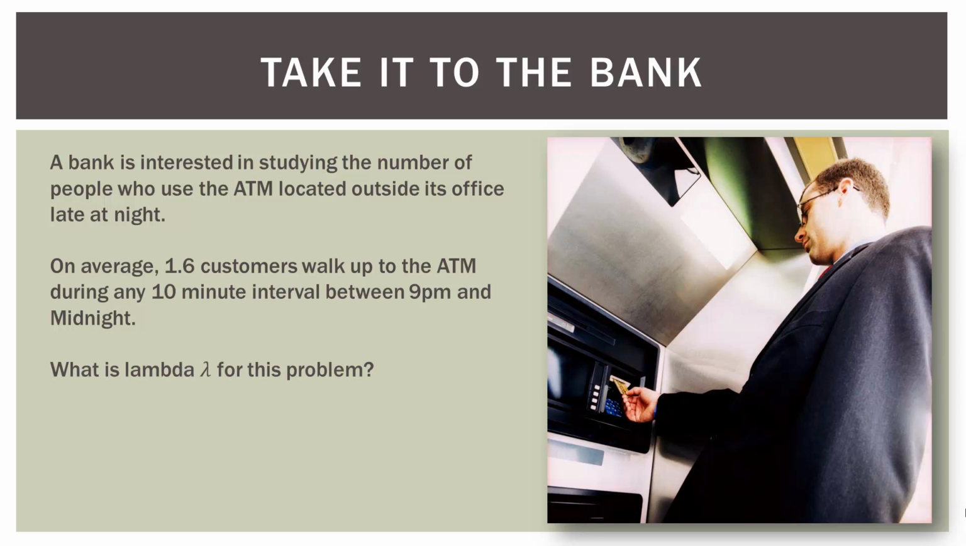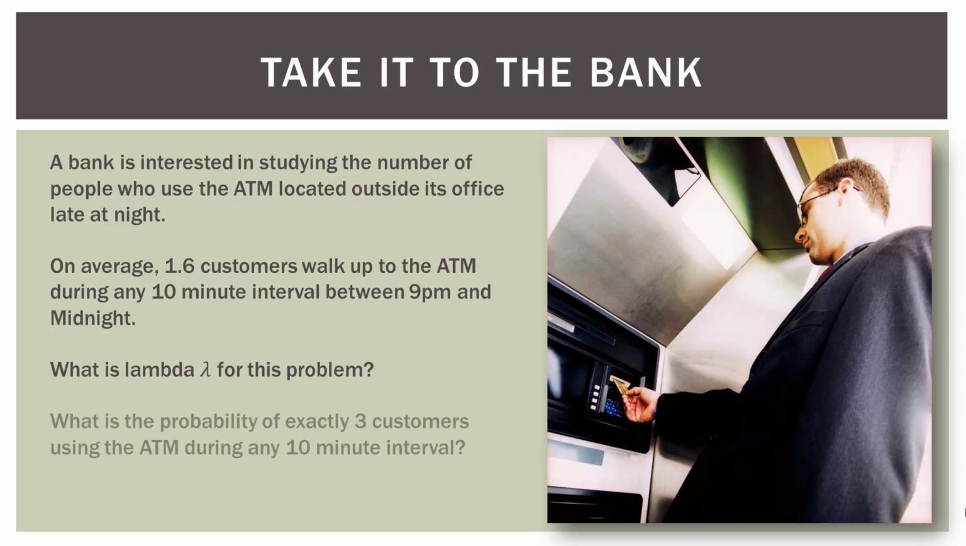The first question is, what is lambda for this problem? Second question, what is the probability of exactly 3 customers using the ATM or walking up to it during any 10-minute interval? So exactly 3. And finally, what is the probability of 3 or fewer people arriving at the ATM during any 10-minute interval? So of course, we got to have lambda. That's our first problem. Then we got to figure out exactly 3, and then we're going to find out the probability of 3 or less.